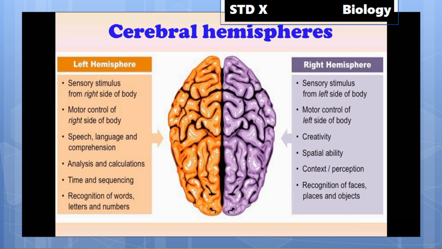Speech, language, comprehension, calculation and analysis, time and sequencing, recognition of words, letters and numbers are unique features of left hemisphere of cerebrum. However, the right hemisphere plays a crucial role in sensory stimulus from left side of the body, motor control of the left side of the body, actions like creativity, spatial ability, perception, context, recognition of face, places and objects. So both work hand in hand in order to coordinate all the activities in our body.